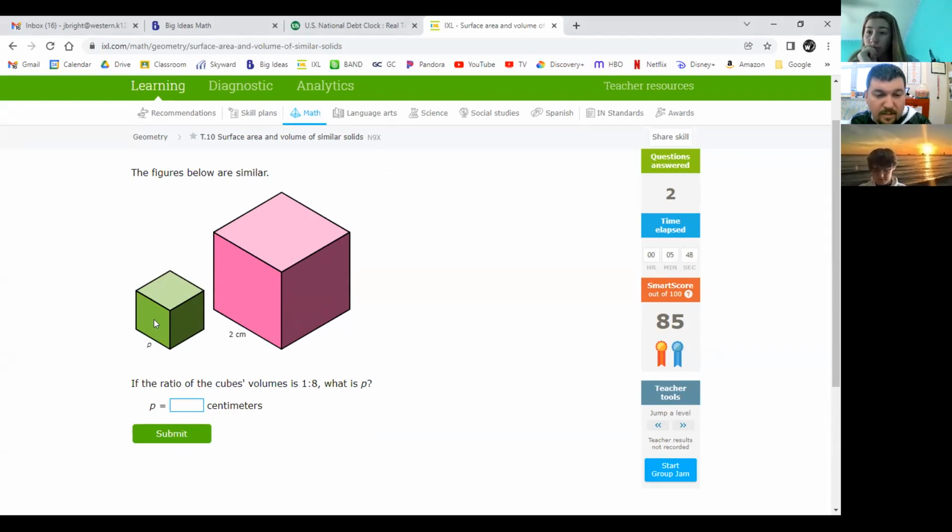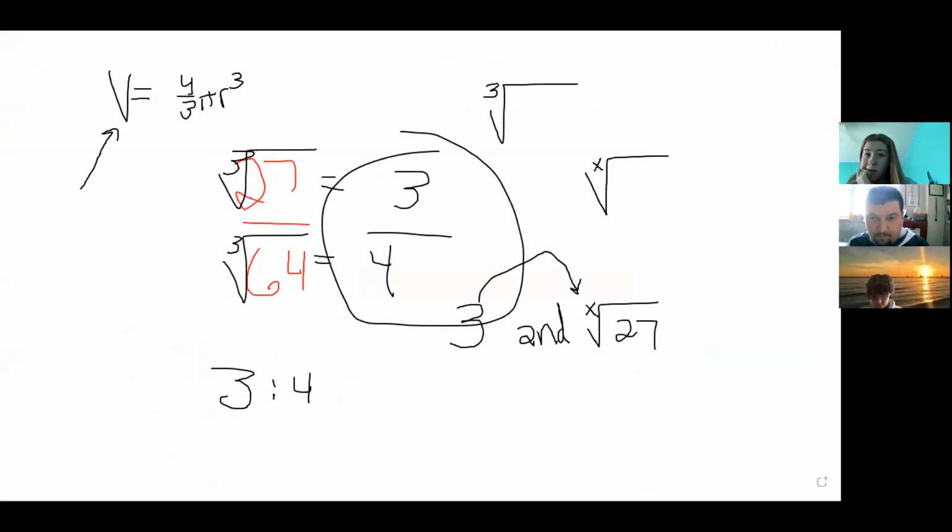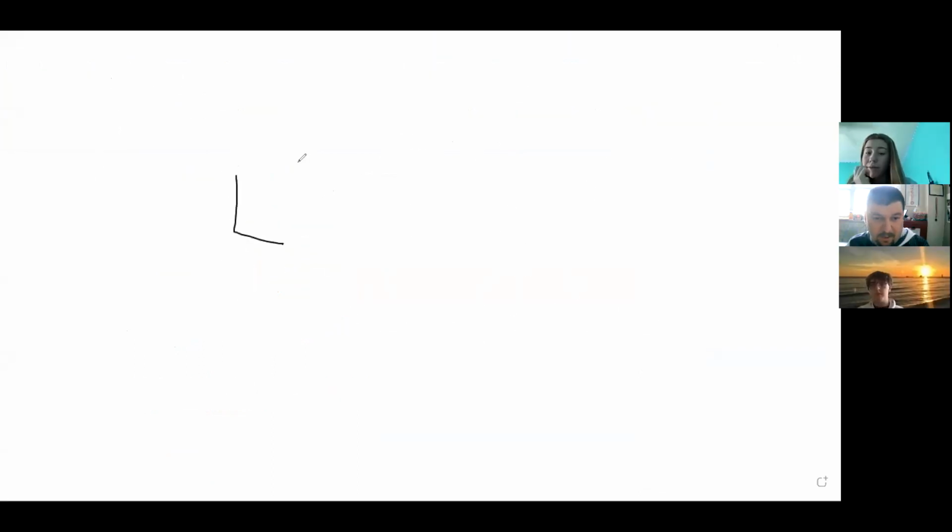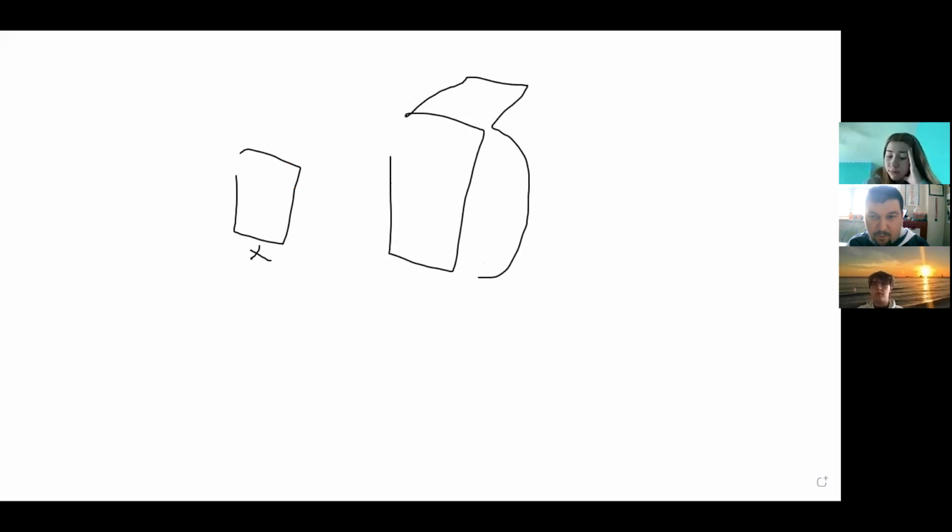This one wants me to find out what P is, and it says the ratio of their volumes is 1 to 8. It wants to know what the side length of this cube is going to be. So let me get my whiteboard out one more time. Okay, I've got a cube with a side length of X, and then another larger cube with a side length of 2.